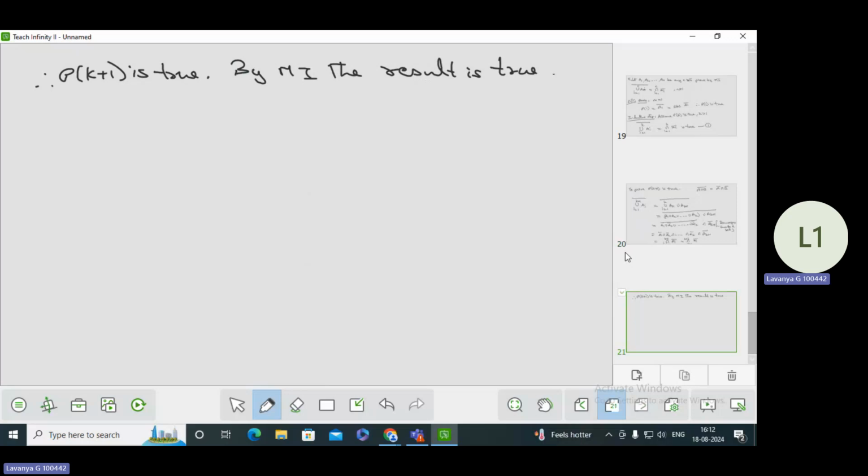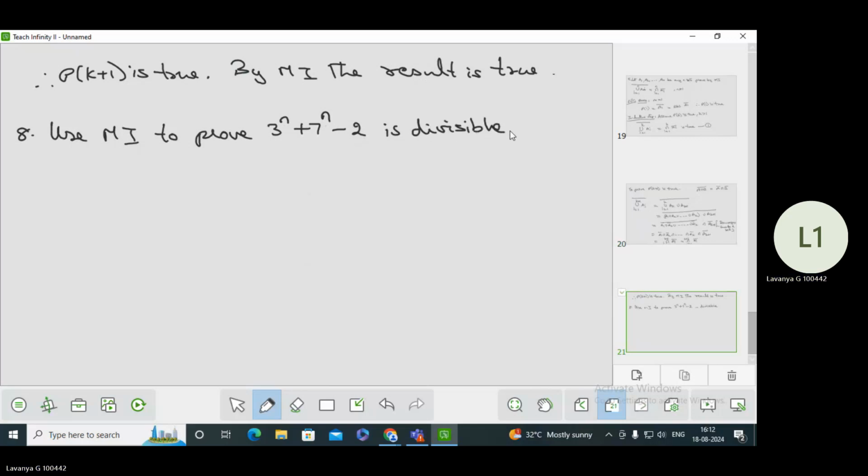Okay. One more, last type of problem, which talks about divisibility. With this, we will be completely covering all possible types, probably under the first principle of mathematical induction. So, use mathematical induction to prove that 3 power n plus 7 power n minus 2 is divisible by 8 for all n greater than or equal to 1.